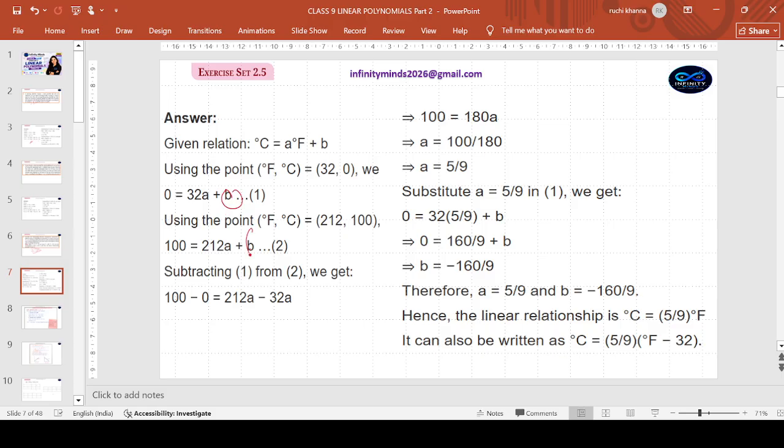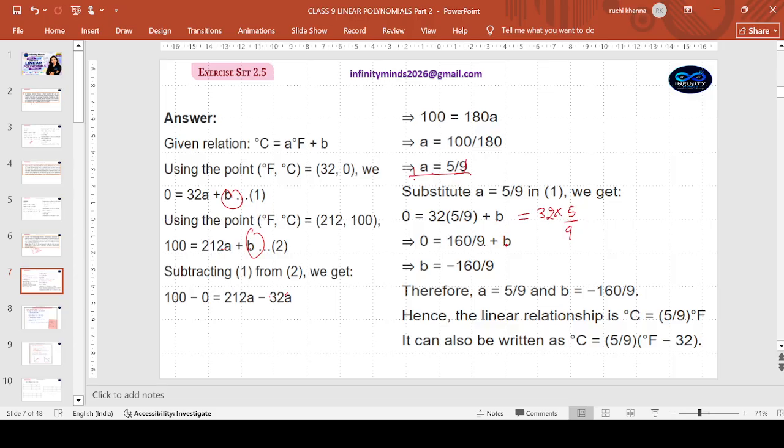Again, your b is common. You can subtract: 100 minus 0, 212 minus 32, which is 180. Yes, we shall get a fraction answer, not a problem. 100 by 180, 5 by 9. Once you get the value of one variable, substitute it in any of the equations to get the value of the other variable. Now this is 32 times, print wise it has gone like this, but 9 will come in the denominator, and if they can reduce, supposed to, but as of now nothing is happening, it will be 5 times 32, that's 160 by 9.